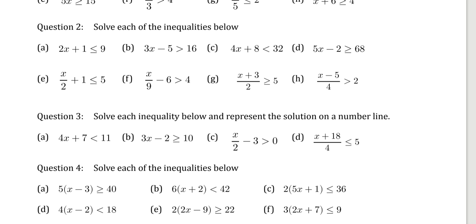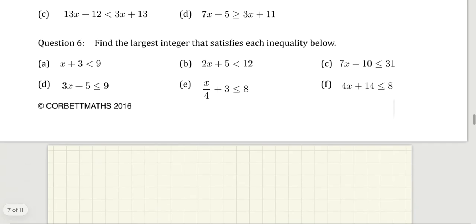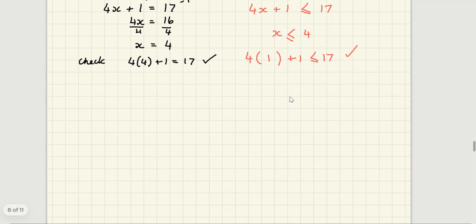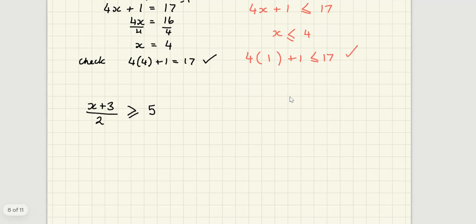So let's look at G. x plus 3, divided by 2, is greater than or equal to 5. Oh, we're on number 2. Okay?